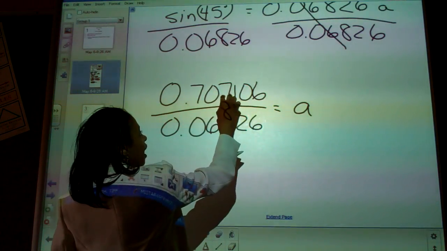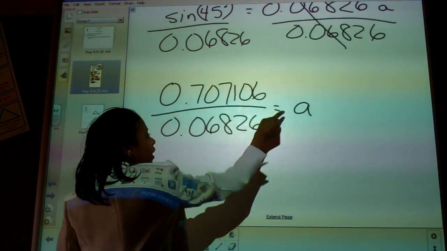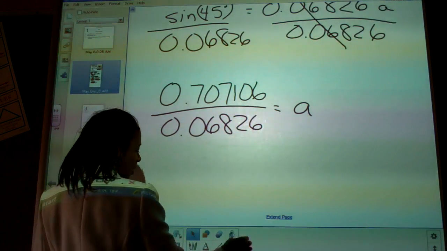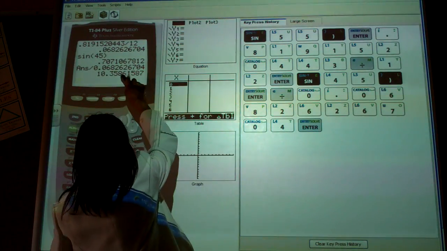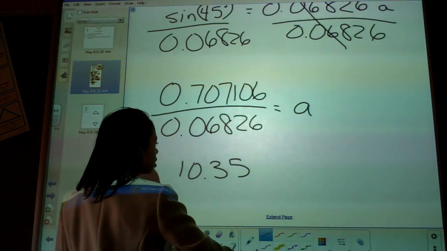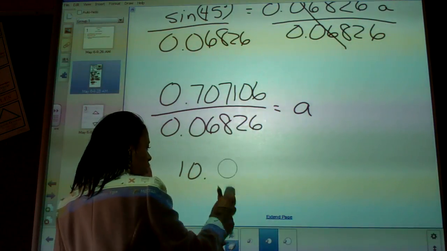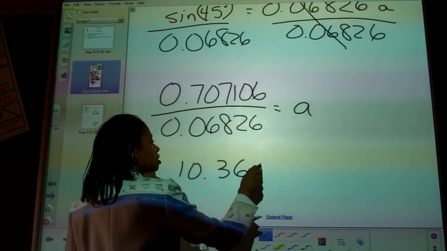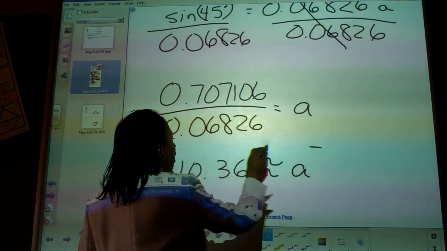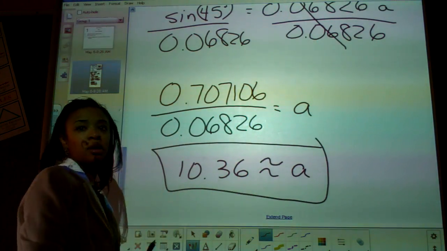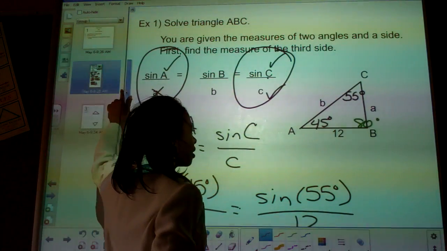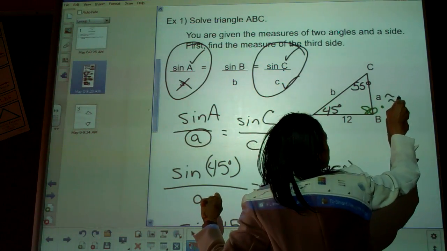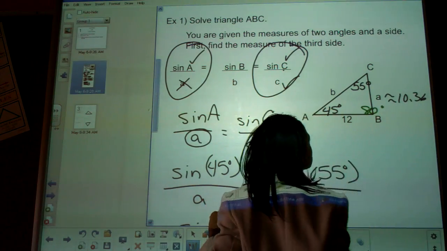So when I divide these two numbers, that's going to tell me A. Again, I got 10.35, I believe, or 10 and 35 hundredths. I'm going to round that up to 36 hundredths. So 10 and 36 hundredths is approximately equal to the value of A. Yes, we had to do all that to find A. So now we know A. It's approximately 10 and 36 hundredths.